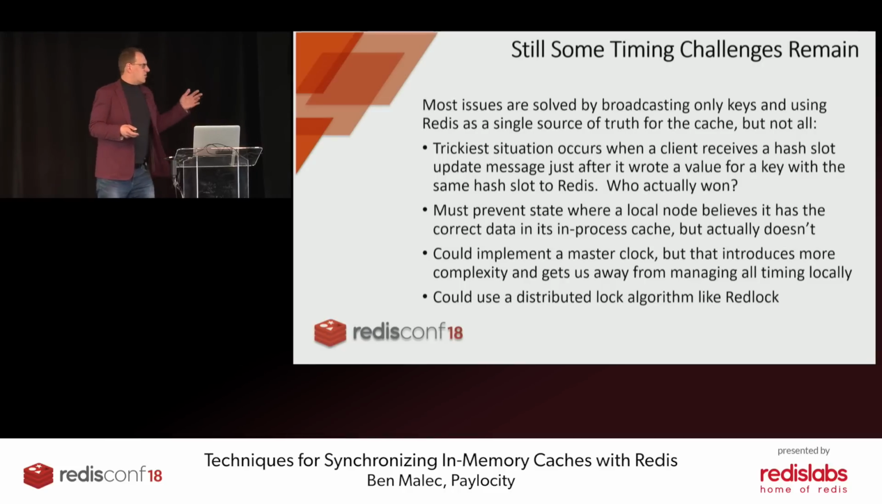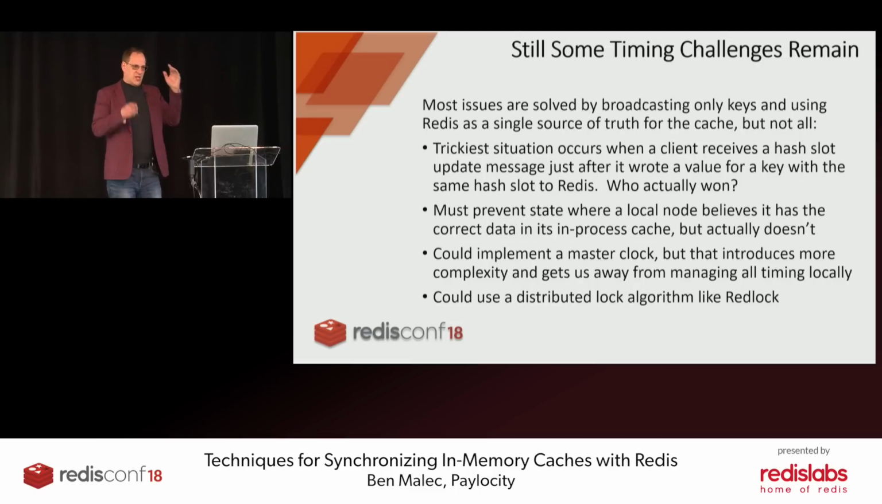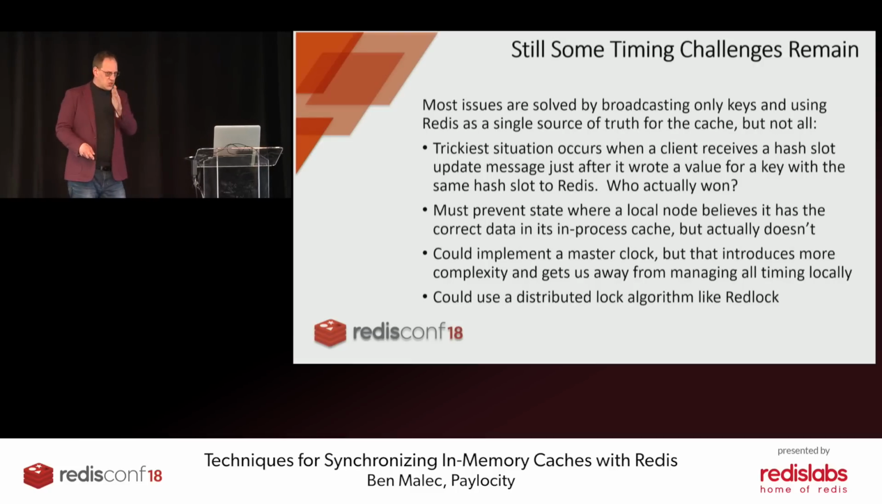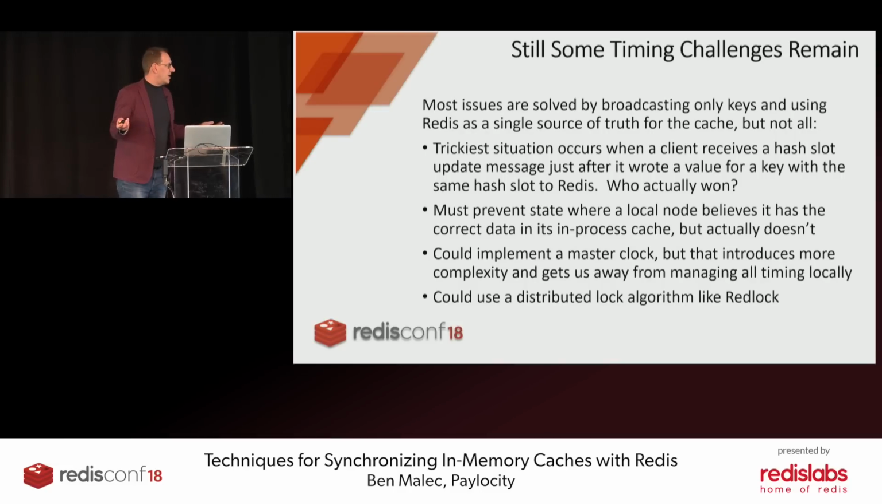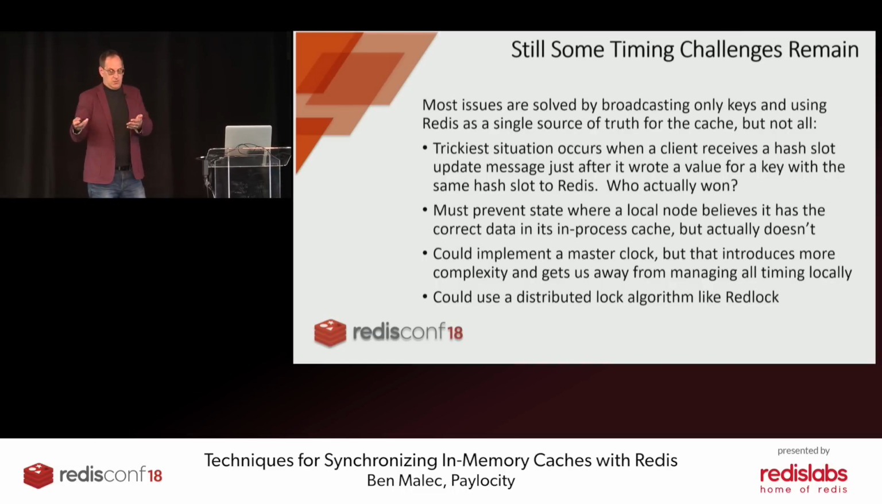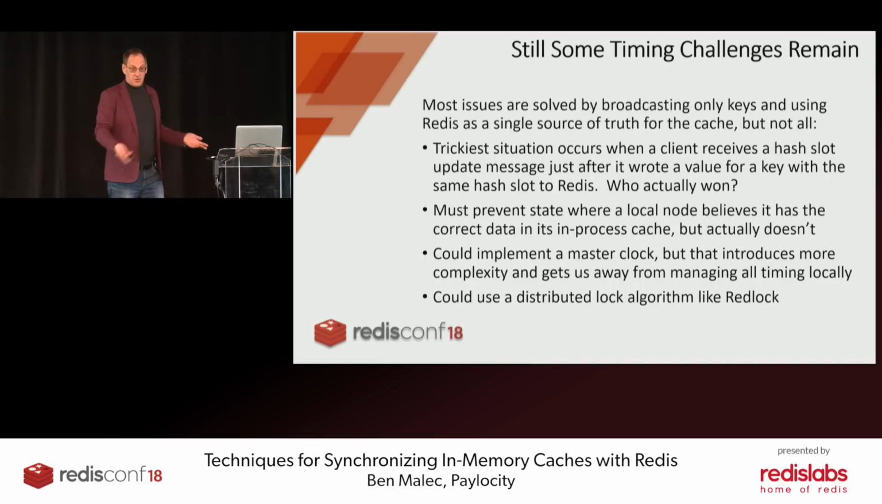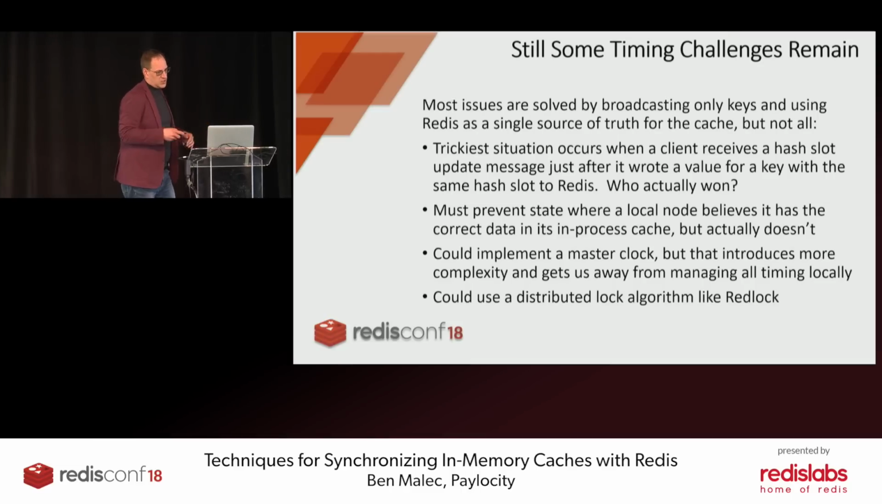So the tricky situation is, say we're going to add a key to the cache and chugging along, we write the value to Redis, and then just after we write the value to Redis, we get an update message from another node saying, I updated this hash slot. So now, who won? We really don't know, because it takes some time to write to Redis and come back. Did we receive this message in the meantime? What's going on here?